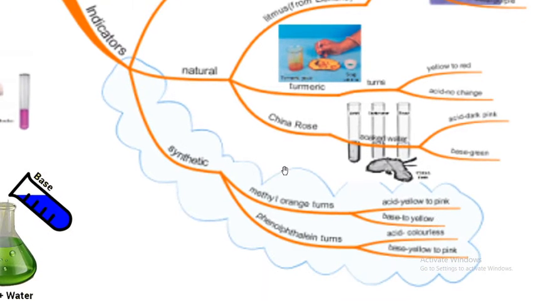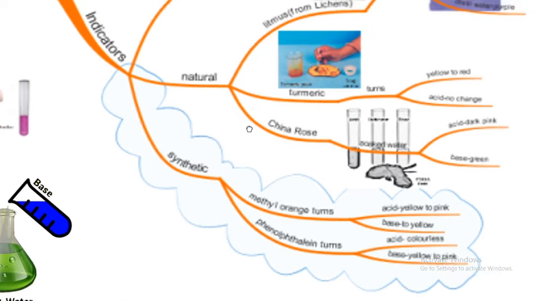Some more indicators are prepared in the laboratory from chemicals. Those substances are called synthetic indicators, for example methyl orange and phenolphthalein. These are prepared in the laboratory and used for detecting acids and bases. All of these indicators detect acids and bases by color changes.